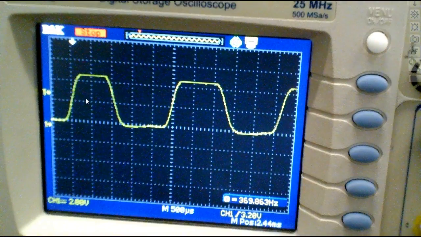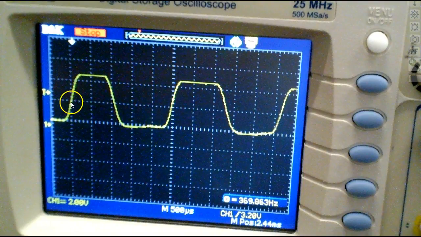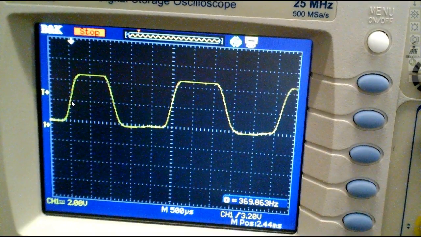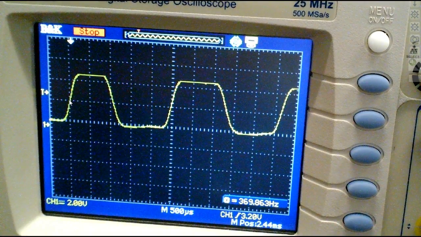That looks like 15. Well, every one of these is 500 microseconds. So this would be 500 microseconds. That would be 1,000, right? So what we do is we come over and count. 1, 2, 3, 4, 5. So it's 5 now. Okay, microseconds. Okay, all right.